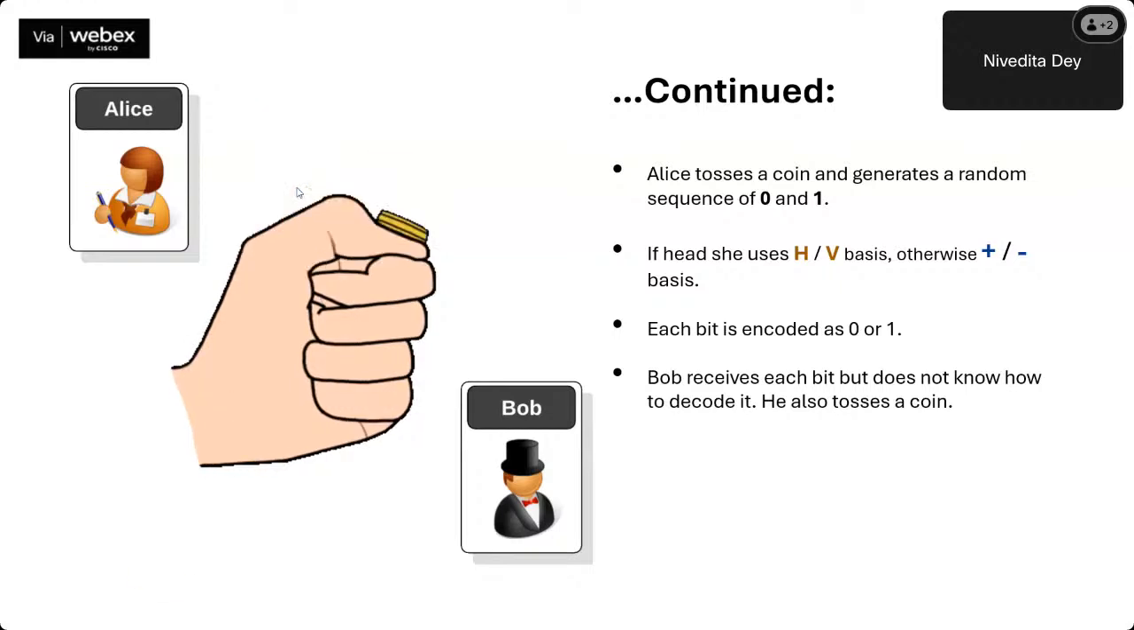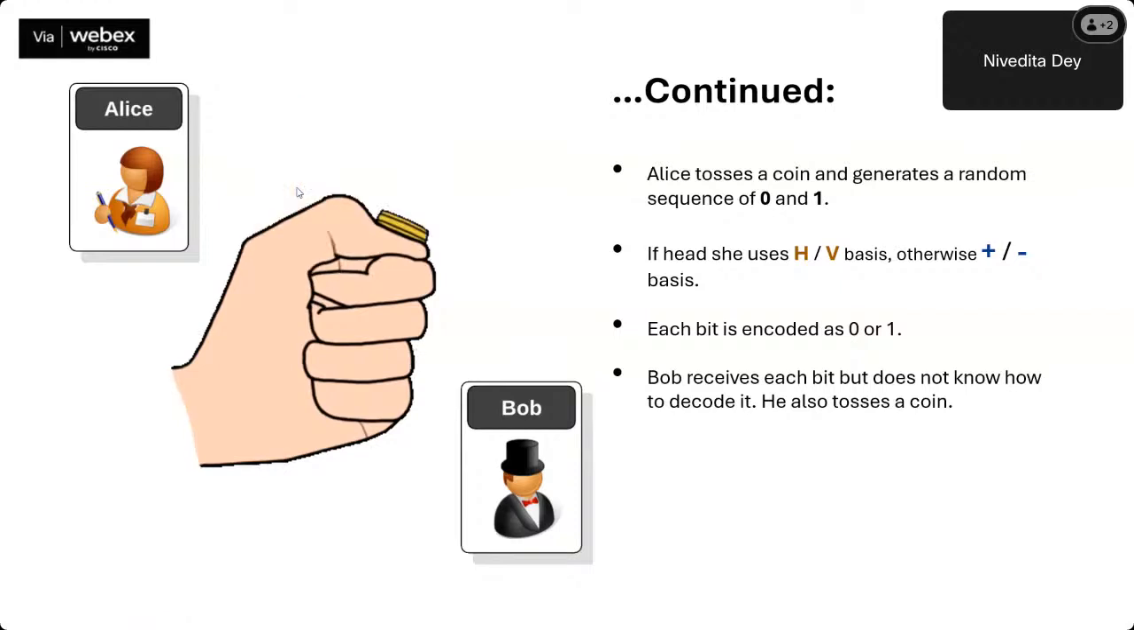Now Alice will be tossing a coin. On tossing the coin, she can get a certain outcome, which can be either head or tail. Depending on the outcome of the coin, say for head, Alice chooses the horizontal-vertical basis, and for tail, she chooses the plus-minus basis. Depending on the values of zeros and ones, some of the bits will be passed through, and some of the bits will actually be blocked.